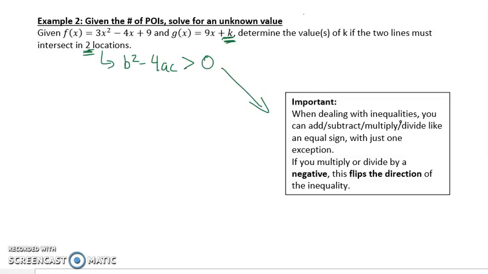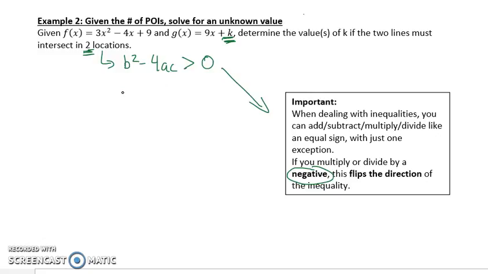It says when dealing with inequalities, you can add, subtract, multiply, divide like an equal sign. So you treat that greater than sign or less than sign, depending on what side of it you're on, as a normal equal sign. There's one exception. If you multiply or divide by a negative, which we're actually going to do, it's going to flip the direction of the inequality. But otherwise, that inequality is not going to change. All right? So let's see.